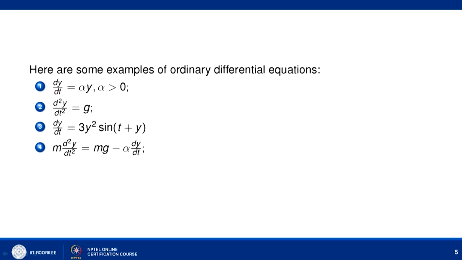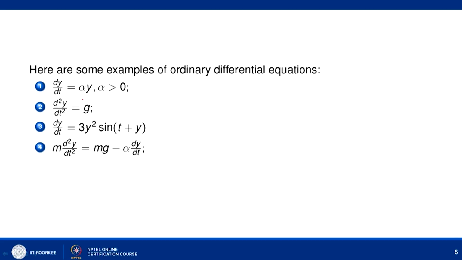If you look at the first example, here y is the dependent variable and t is the independent variable, and dy/dt is the first derivative of y with respect to t, and it is related to the dependent variable y by the relation dy/dt equal to alpha y. This is a very commonly used equation in population dynamics, and it says that if the population grows at the rate alpha, then the population at any given time t can be obtained with the help of this differential equation.